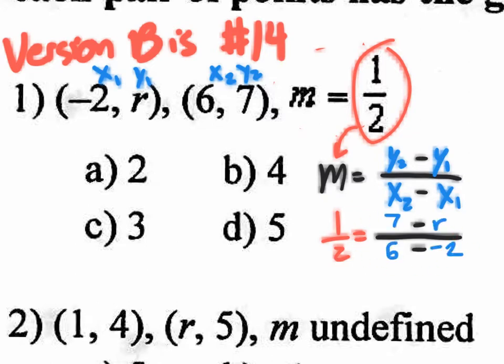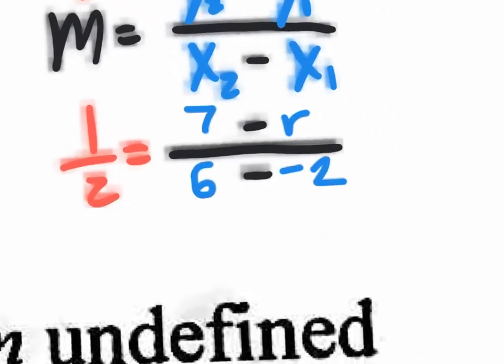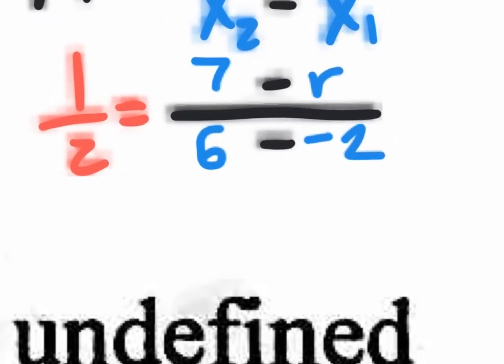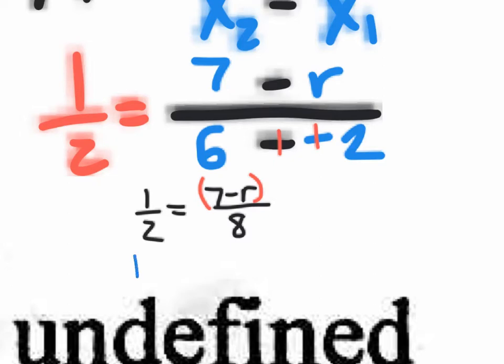So we have to deal with this equation. What I'm going to do is zoom in on it, and I'm going to solve this equation. First thing to do is to change the minus to plus plus. So I'm going to have the new equation that says 1/2 equals 7 minus r over 8. And now we could cross multiply at this point, as long as you remember to put the binomial in parentheses. So if I were to cross multiply 1 times 8, let me write it out. 1 times 8 equals 2 times 7 minus r.